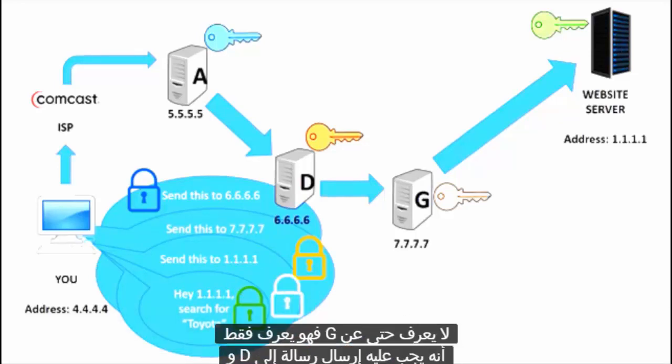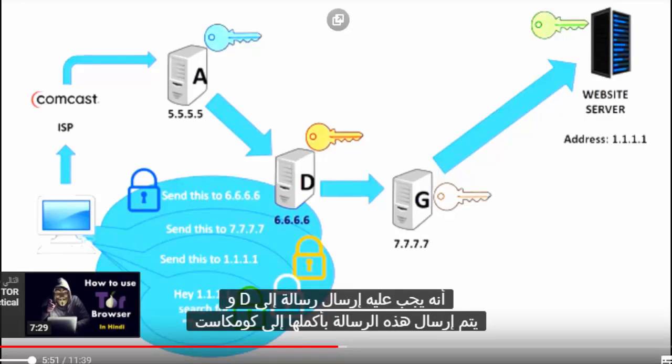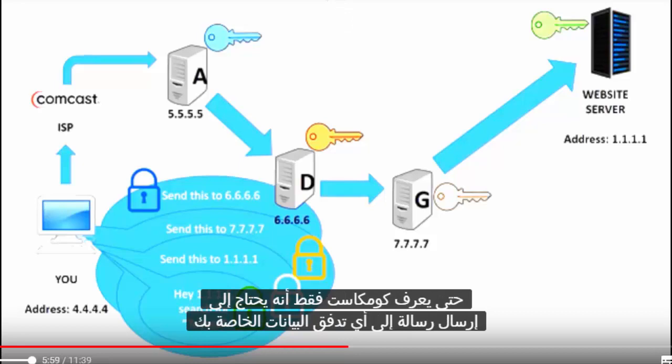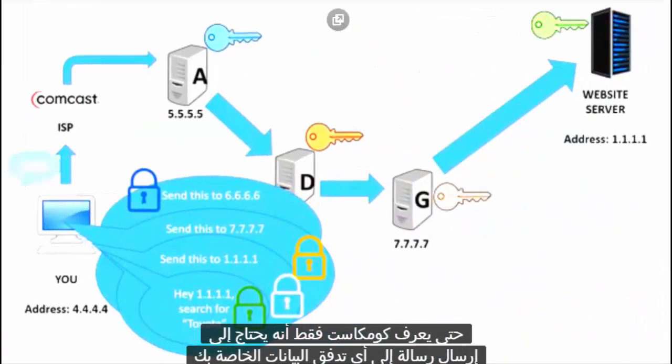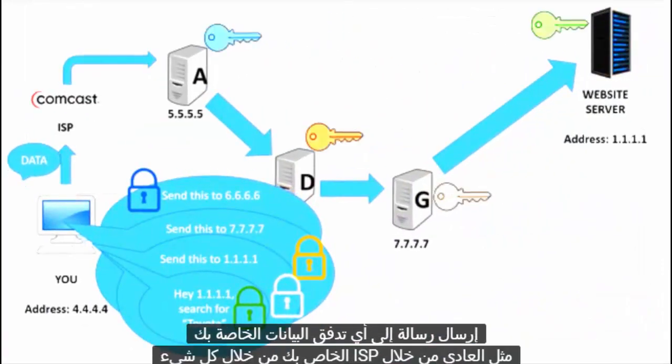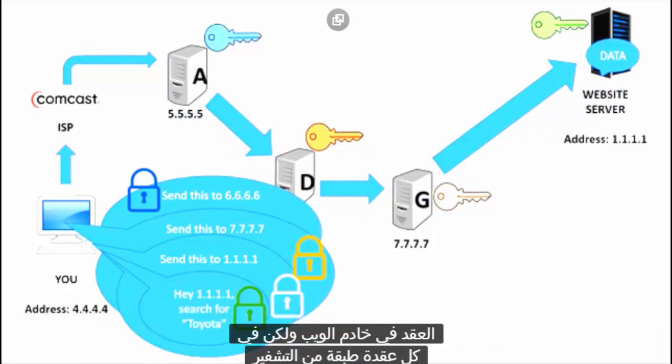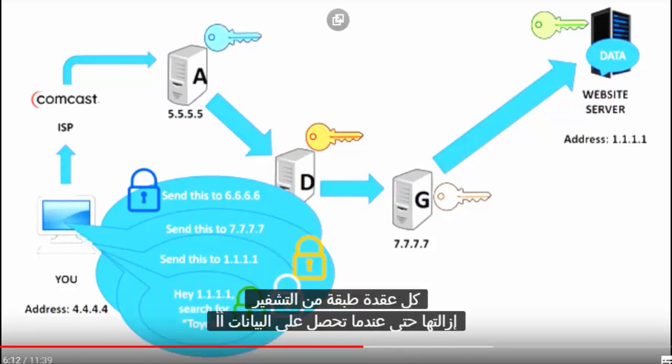He just knows that he has to send a message to D. And this whole message gets sent to Comcast. So Comcast only knows that it needs to send a message to A. So your data flows like normal, through your ISP, through all the nodes, and to the web server. But at each node, a layer of encryption is removed.